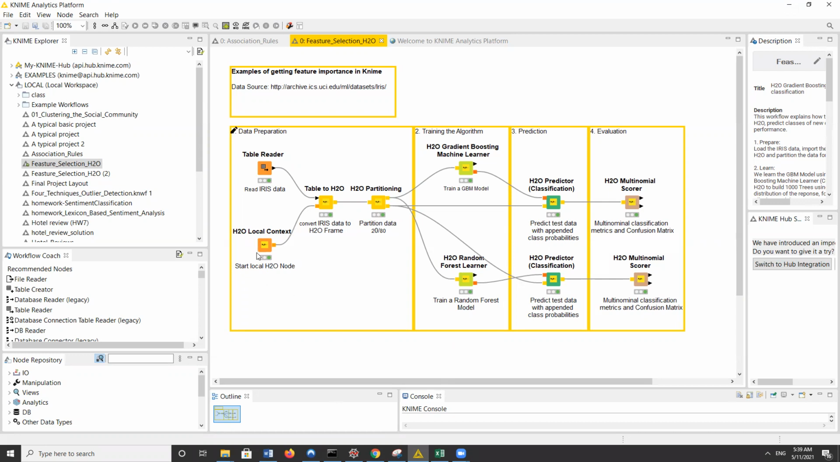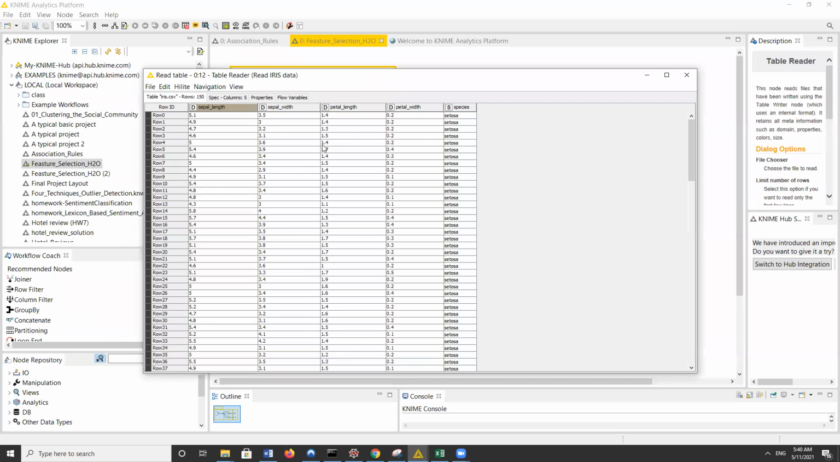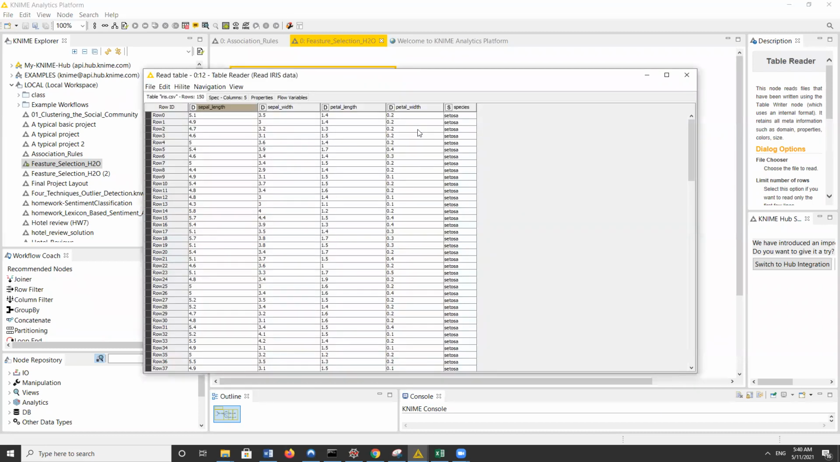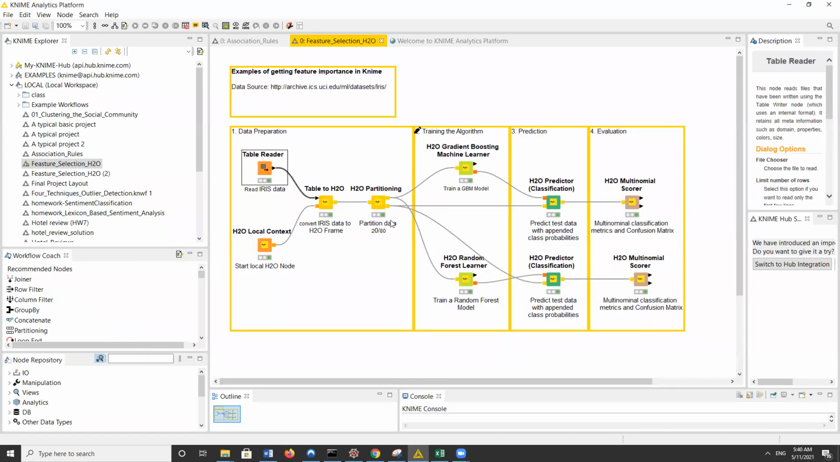Nothing is in it. So the data carrier from H2O Local Context just gets to the Table to H2O node. And also we have a table reader, which is similar to previous workflows, so you import the data. In Table to H2O, this table, which is in a human-friendly format, would be attached to the data carrier coming from Local Context. So now my empty data carrier or object has information about those plant species.